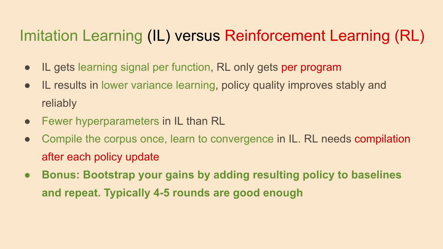Also, here, compilation and learning are interleaved in the following sense. We take the whole program corpus and compile it. We take the results of that compilation and then run the learning algorithm to convergence, as opposed to RL algorithms, which usually would compile a few programs at a time, then get the reward signal, maybe make a few gradient steps to improve, and then would have to compile again. Finally, we can bootstrap our method by adding every new policy that we train to our set of baseline policies, resulting in even better performance.